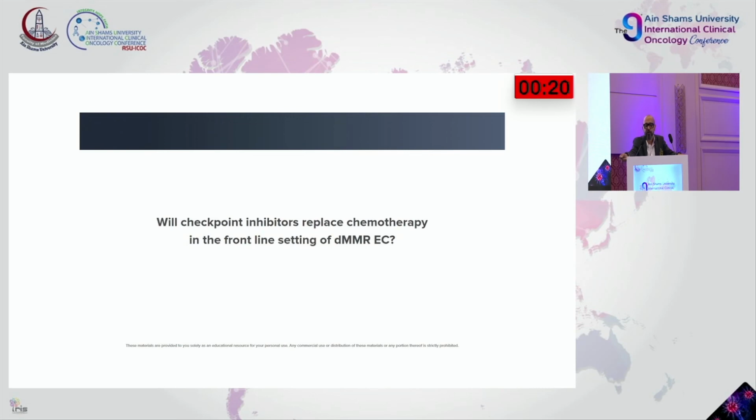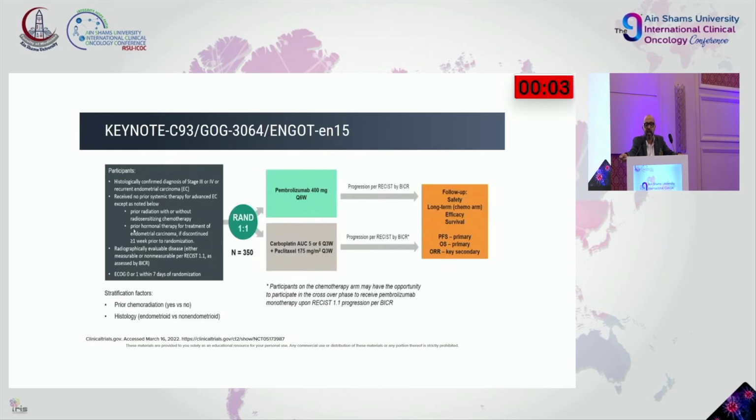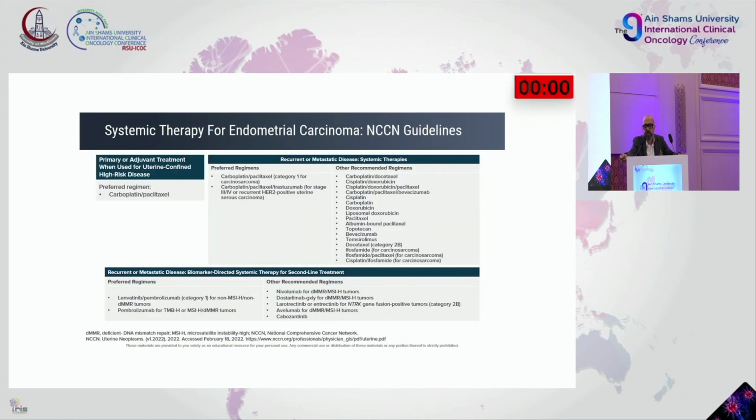So a very important question is, will checkpoint inhibitors replace chemotherapy in the front-line setting of deficient mismatch repair endometrial cancer? We have the DOMENICA trial of mismatch repair deficient endometrial cancer patients comparing chemotherapy alone versus dostarlimab in the first-line advanced metastatic setting. And we have also the KEYNOTE GOG-3064, pembro 400 milligram versus carboplatin and paclitaxel. And here are the guidelines for endometrial carcinoma.